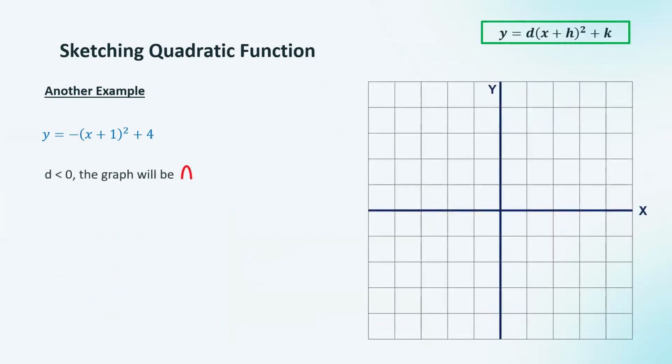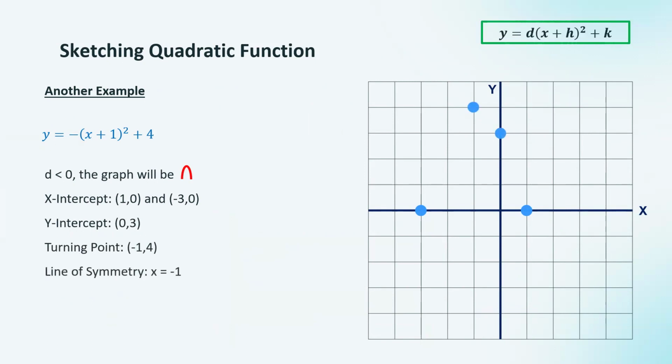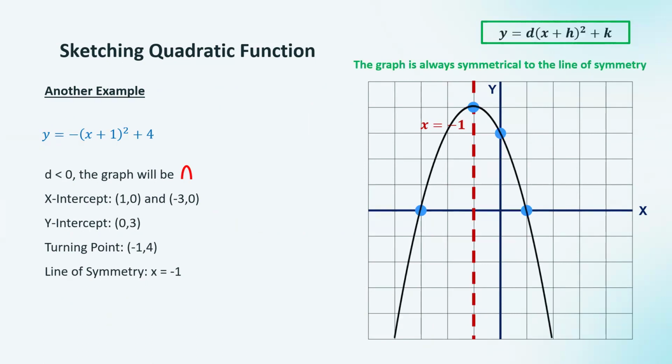So again, we know that d is negative, so the graph will be a sad face. We plot the x-intercepts, we plot the y-intercept, we plot the turning point, and then we plot the line of symmetry. The graph will be symmetrical, and we can try to draw it like this. Again, we can try to check it with Desmos or GeoGebra.